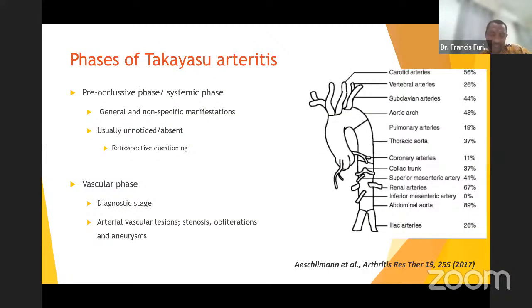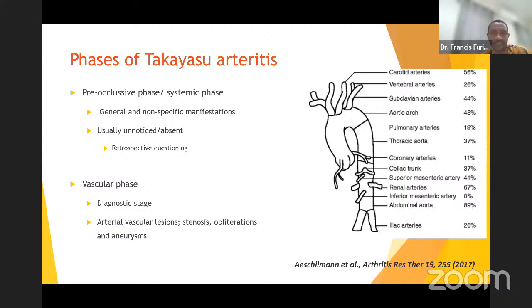So Takayasu arteritis has 2 phases. It has the pre-occlusive phase, which is also known as the systemic phase. At this time, it generally presents with non-specific manifestations, and unfortunately, these manifestations are the ones that are usually mistaken for infections. These will be fever, malaise, weight loss. These are the kind of clinical features that whenever patients present to us, they will be thought of as having an infectious condition. And it is usually unnoticed. It's hardly noticed, and most of the time it is identified retrospectively if you ask about it. And it could run for months to years at times.